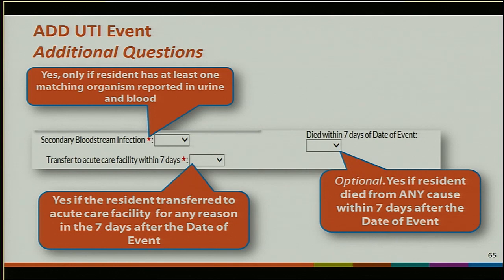Once you select that, it's going to ask if the resident had a secondary bloodstream infection, and what that means is was there a matching blood culture. So if this is an ABUTI, you're going to say yes. Otherwise, it's probably going to be no. But if you do know of a positive blood culture with a matching organism, select yes. And then was that resident transferred to an acute care facility within 7 days? Yes or no. And then optionally, did the resident die within 7 days of the event for any reason? It doesn't have to be related to the UTI. But again, you'll notice that there's no red asterisk here, and that's an optional question.